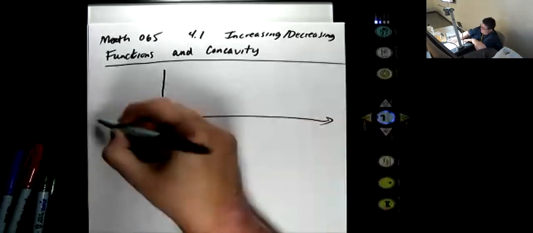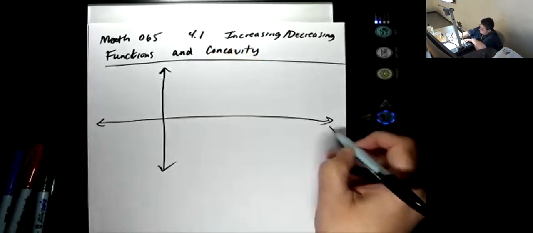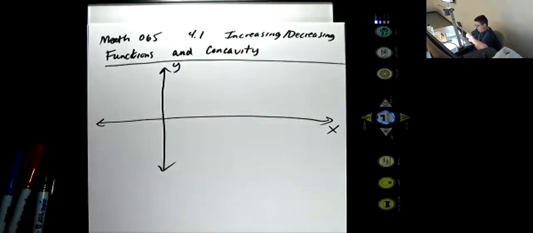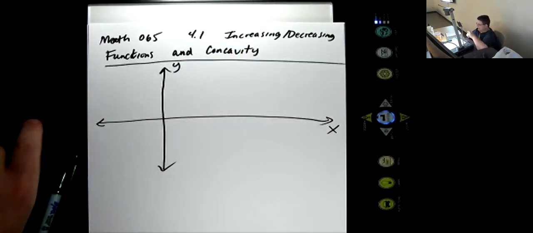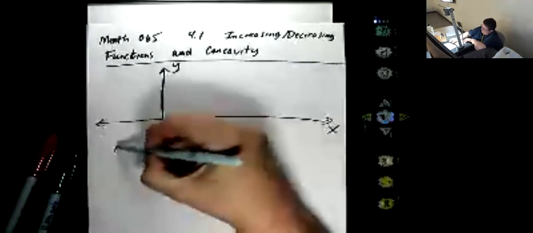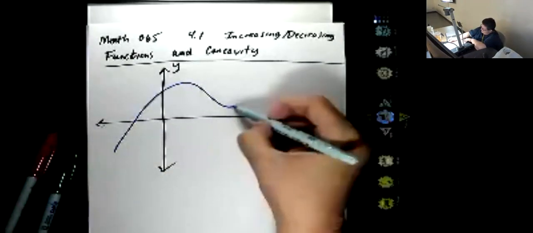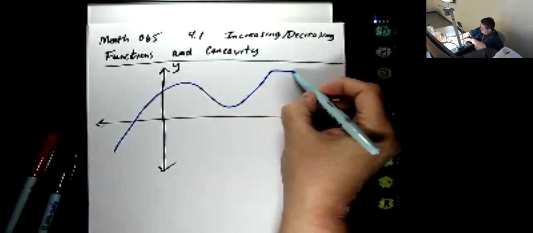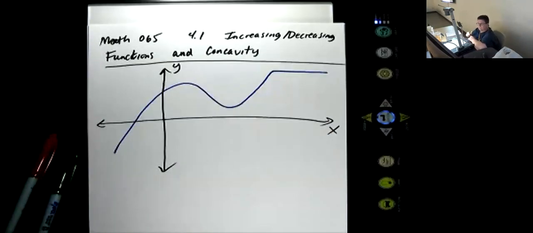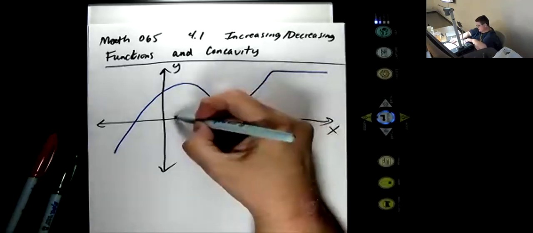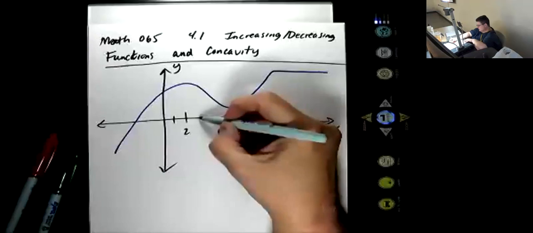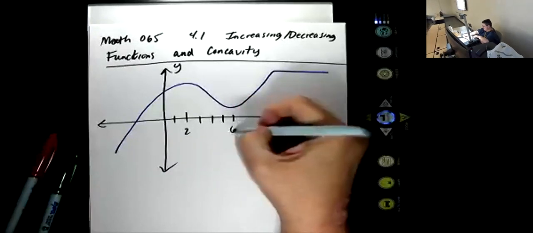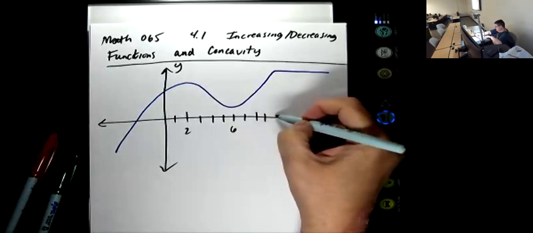So let's say we've got a nice little XY plane. That's the word I'm looking for. It's a plane. And we've got a nice little curve here, and at some point, it just flattens out. Say this is 1, 2, 6, 10.